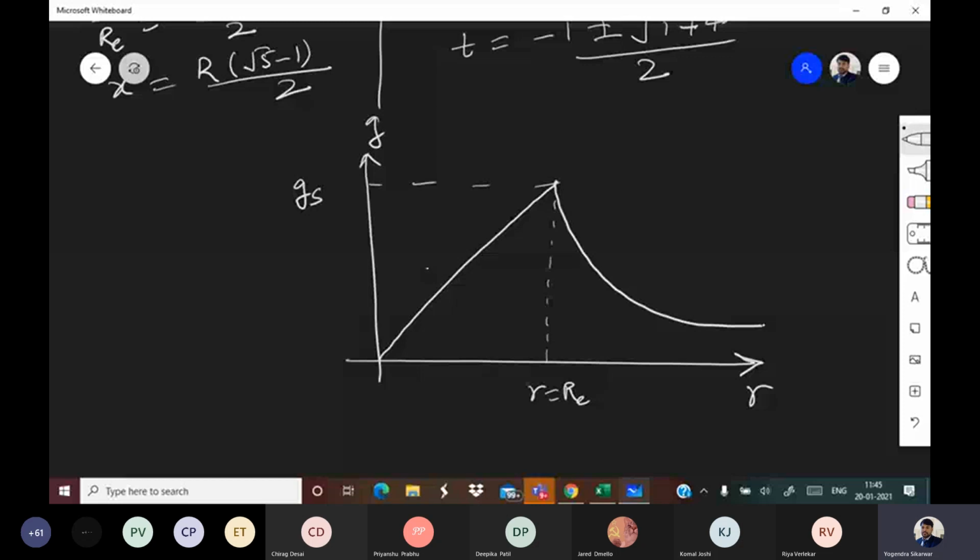Please note. R is distance from the center of Earth. Okay. Also, if you see, then the value of G is maximum at surface of Earth. Please note that. All right.